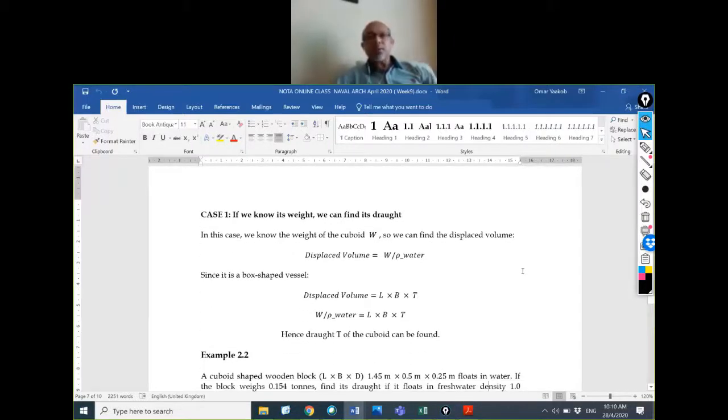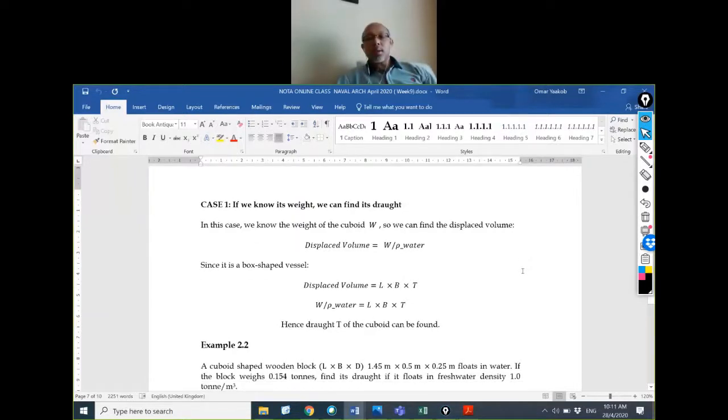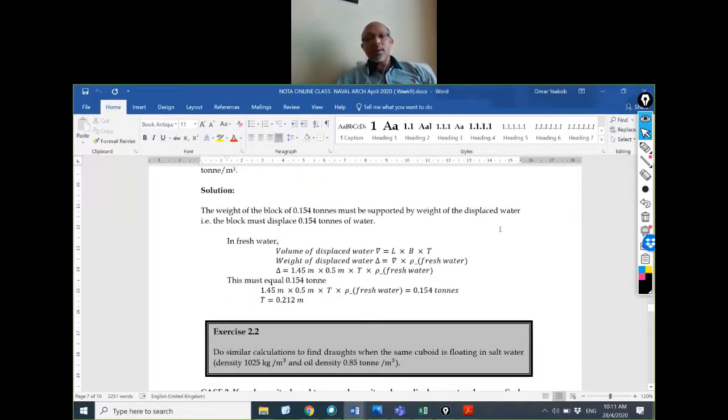If we know the draft of that box, then automatically we can know the weight, because we can calculate the displaced volume, and we multiply the displaced volume with density. So we can estimate the draft, or calculate the exact draft, if we know its weight, because we know the volume that needs to be pushed aside. Exercise 2.2 is to do exactly the same question.